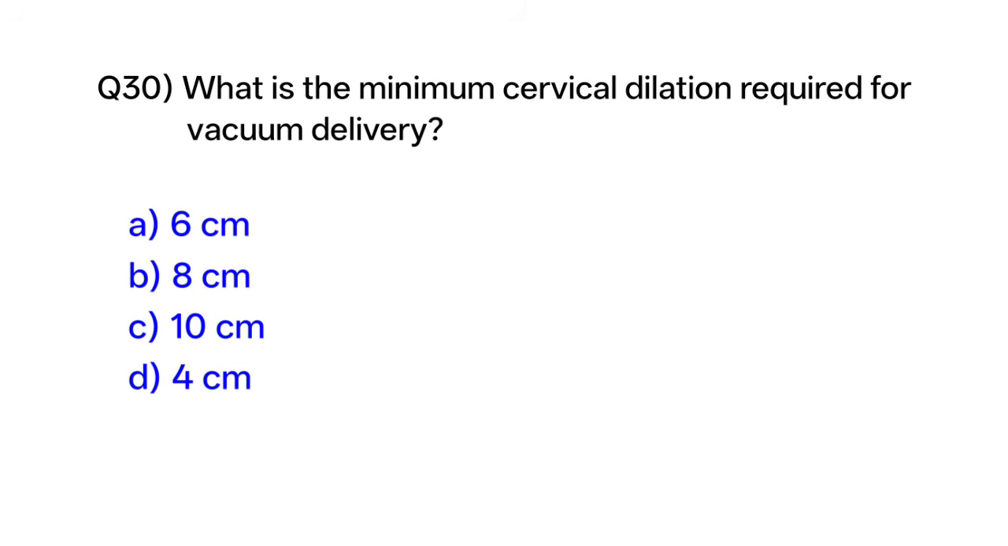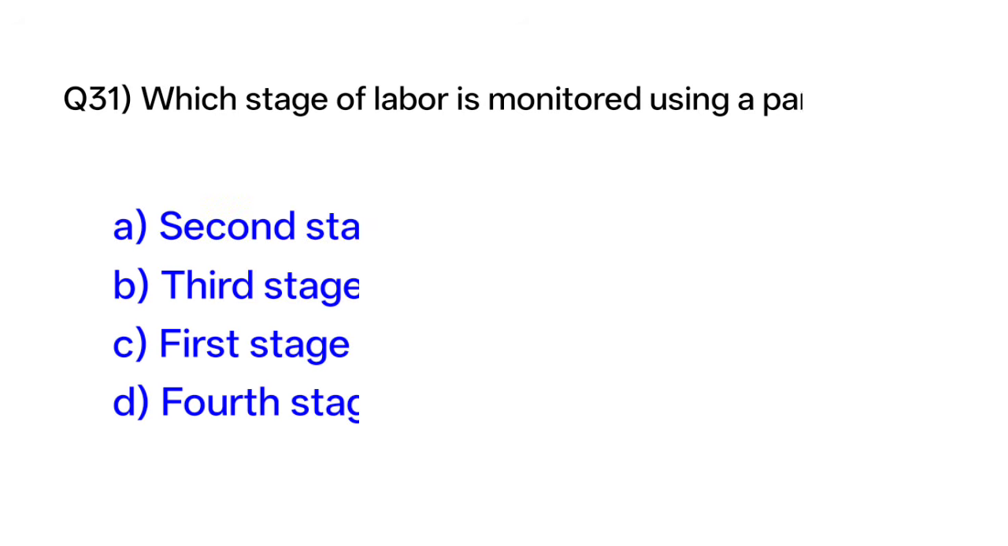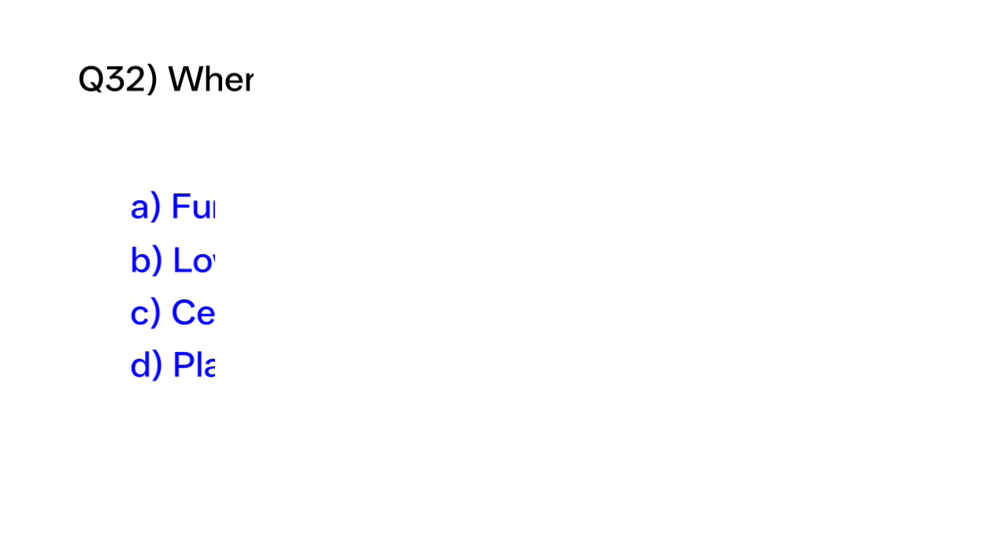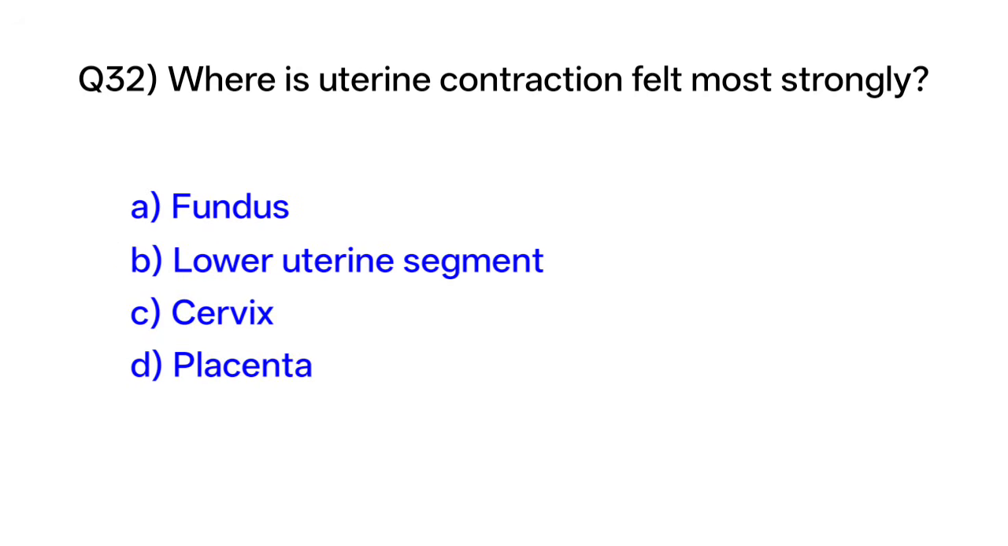Question number 30. What is the minimum cervical dilation required for vacuum delivery? The correct option is C. 10 centimeter. Question number 31. Which stage of labor is monitored using a partograph? The correct option is C. First stage of labor. Question number 32. Where is uterine contraction felt most strongly? The correct option is A. Fundus.